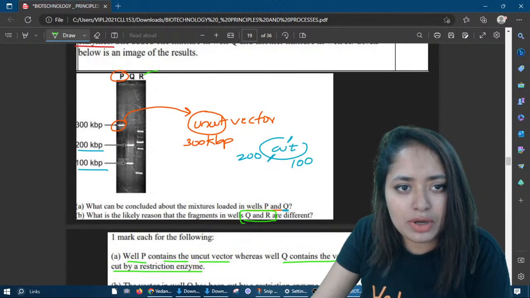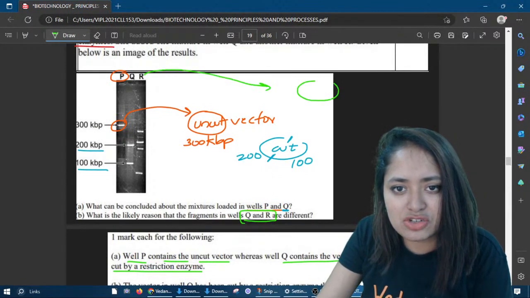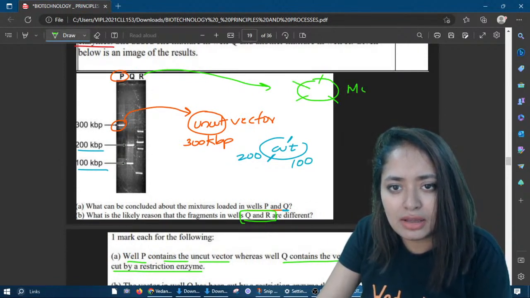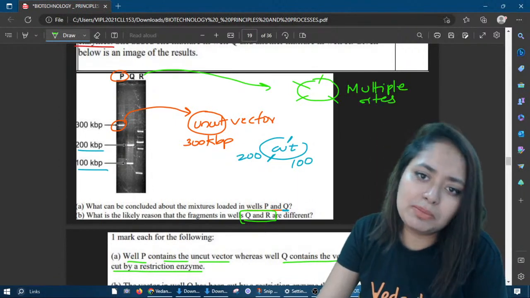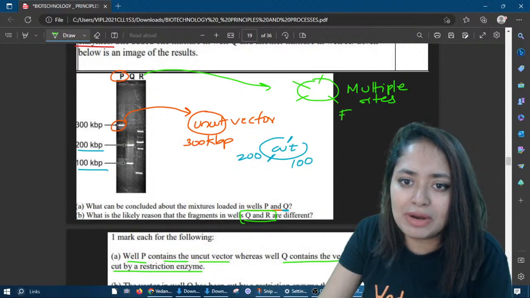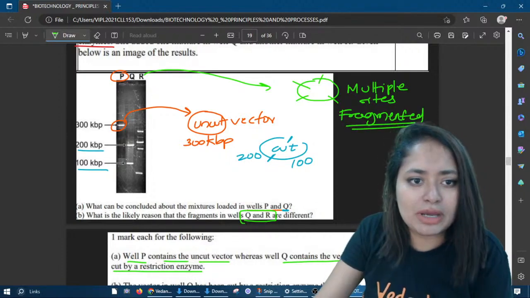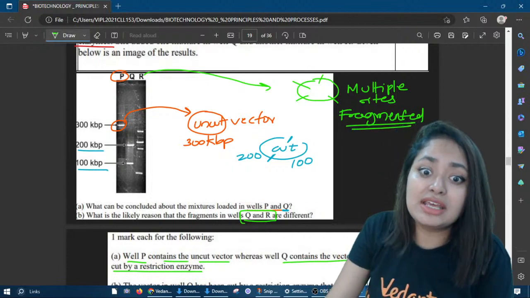And R mein kya hua? R mein aisa restriction enzyme use kiya gaya tha, jiske multiple cuts hone ke options the. To char alag alag multiple sites the cutting ke liye. So multiple sites ki wajah se it has been fragmented into many different parts. Theek hai? Samajh mein aaya? So this is how you will write it in the exam.